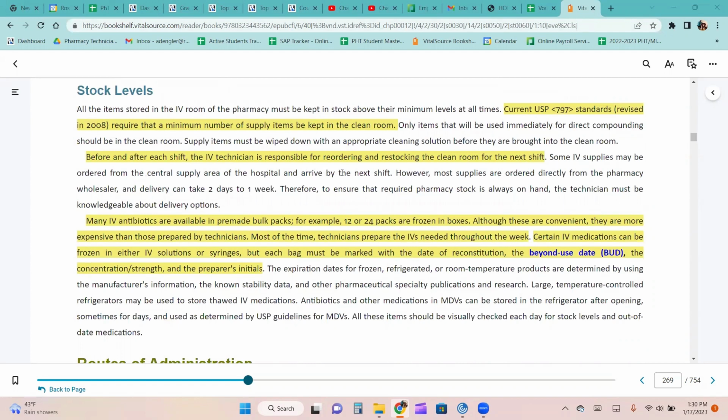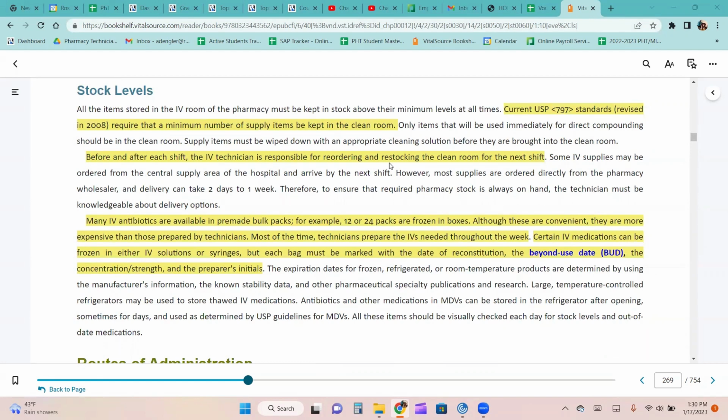All the items stored in the IV room must be kept in stock above their minimum levels at all times. Current USP standards require that a minimum number of supplies be kept in the clean room. Only items that will be used immediately for direct compounding should be in the clean room. Supply items must be wiped down with an appropriate cleaning solution before they are brought into the clean room. Before and after each shift, the IV technician is responsible for reordering and restocking the clean room for the next shift. Some of those supplies can come from the central supply area of the hospital and arrive by the next shift. However, some of them are going to come directly from the pharmacy wholesaler and can take 2 days to a week.